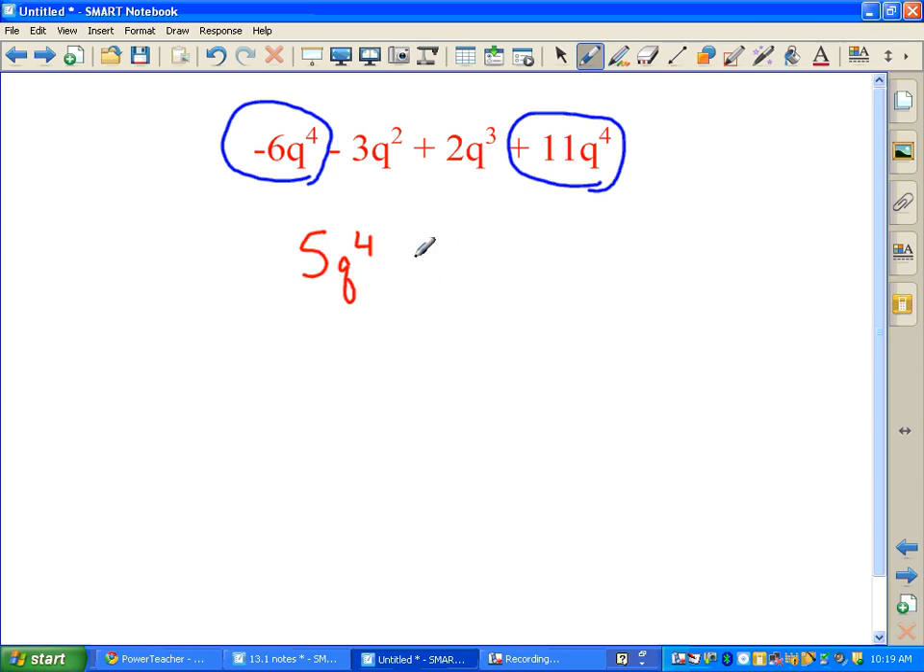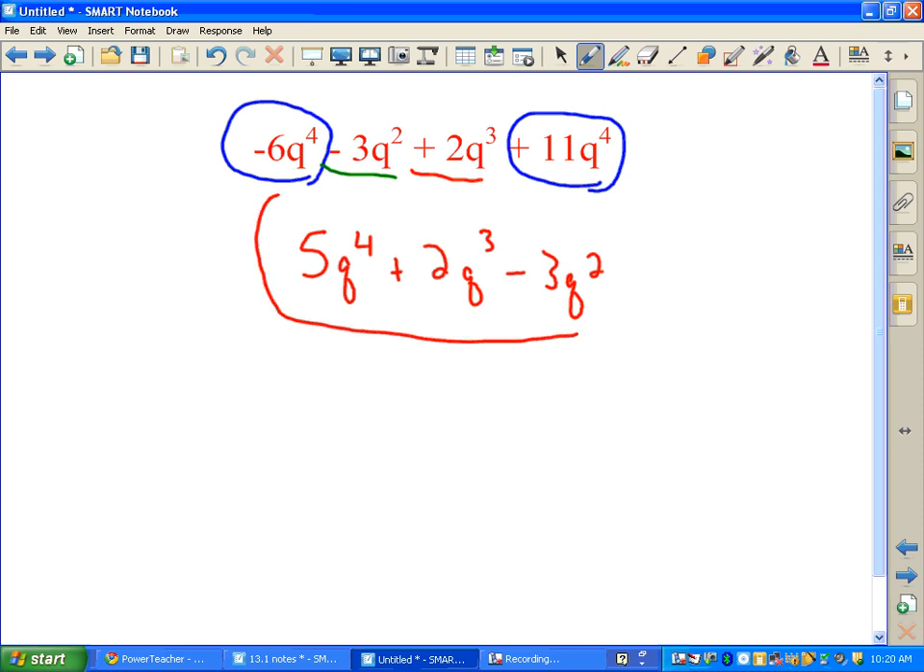So I'm going to go with the next highest exponent, which is the 2q to the 3rd. That had a plus in front of it, so the plus comes down. And then the last one's going to be the 3q squared, which had a minus in front of it. So when I bring that down, that needs to have the minus still with it. The sign in front of the number is part of the term. So this term is a negative 3q squared, a positive 2q cubed. So this is my answer when I simplify this and put it in standard form.